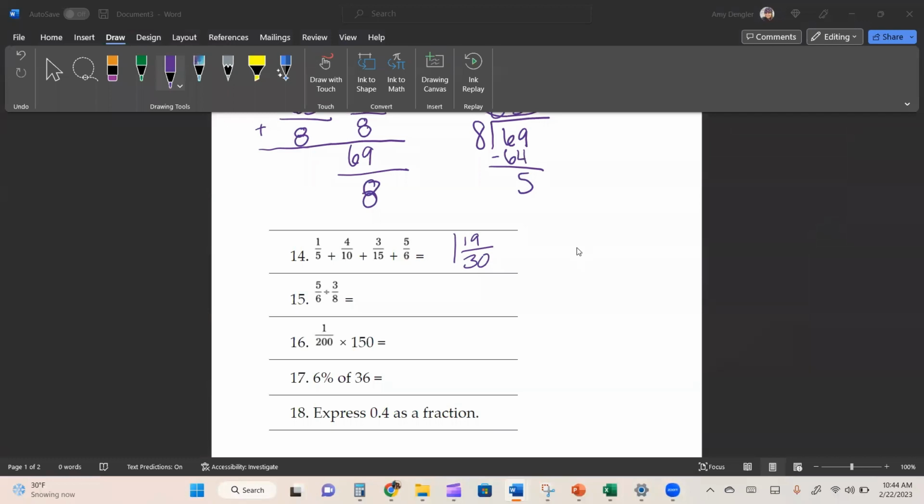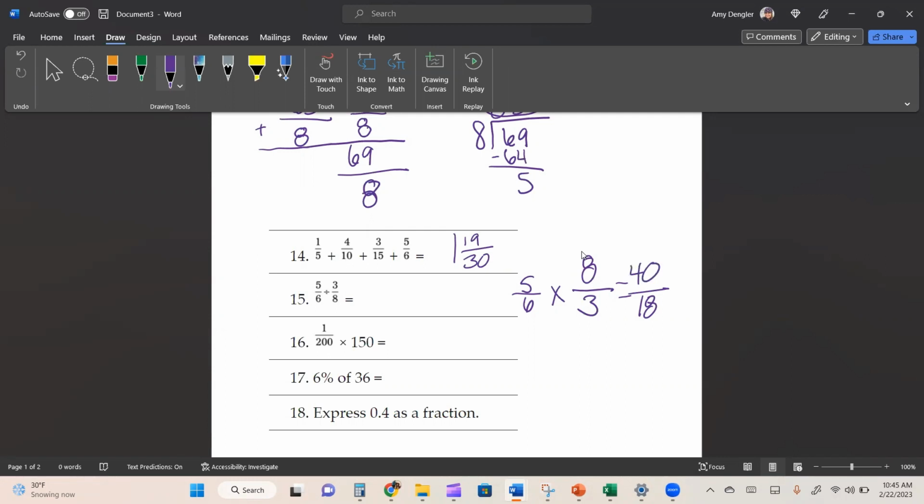So for 15, we have 5/6 divided by 3/8. How we deal with division of fractions, we do keep, change, flip. So our 5/6 we keep. Our division sign we change to multiplication. And the last fraction we flip. So we take that 3/8 and we turn it into 8/3. Then we can just multiply across. So 6 times 3 is 18, and 5 times 8 is 40.